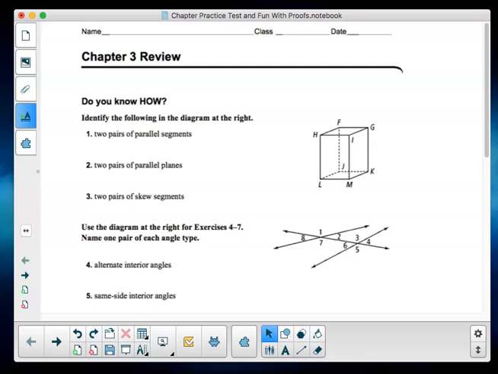This is our Chapter 3 practice test. Our first question: identify the following in the diagram at the right. Two pairs of parallel segments. Now, there are a lot of pairs of parallel segments. Parallel segments can exist in the same plane, okay?